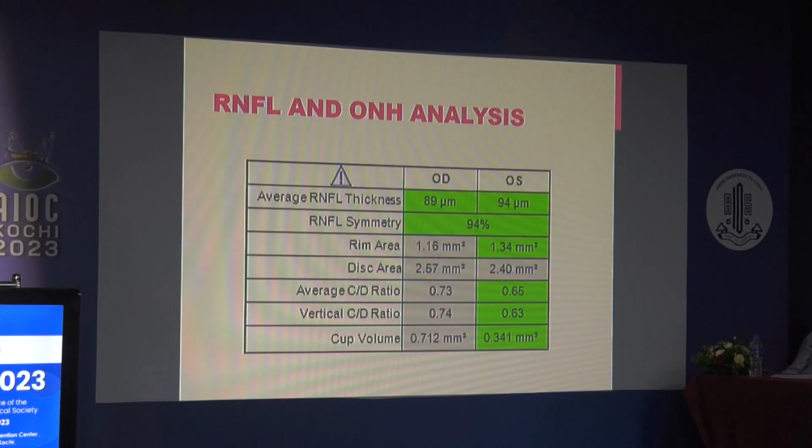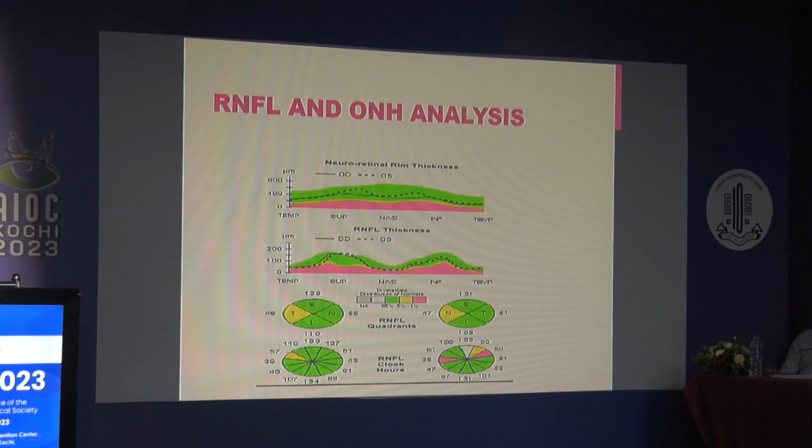So in this we see the average RNFL symmetry. For the disc we see the rim area, average CD ratio and cup volume. But you should know the color coding. And similarly RNFL, this is shown in a graphical manner. The continuous line is for the right eye, hashed line is for the left eye, upper one is for neuroretinal rim and lower one is for the RNFL.